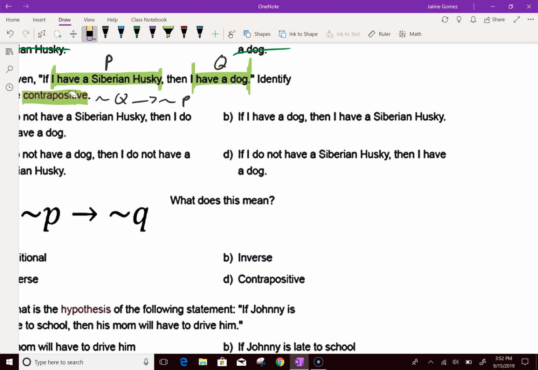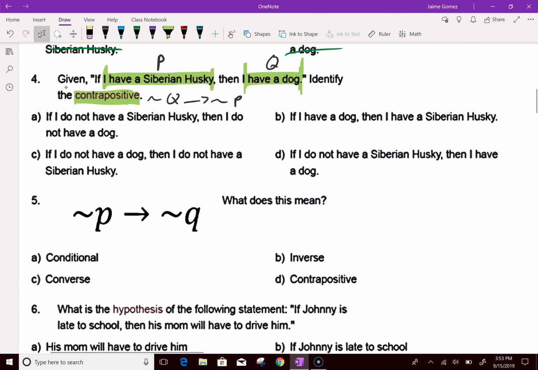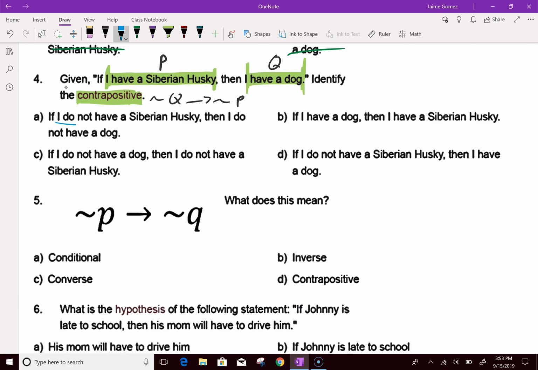So let's see. Which one says, if I do not have a dog, right here? If I do not have a dog, excellent. If I have a dog, that's wrong. If I do not have a dog, no wait, this is Siberian Husky. It has to be a dog, right? So this would have been wrong too, because it needs to say I do not have a dog. So the only one right is letter C.